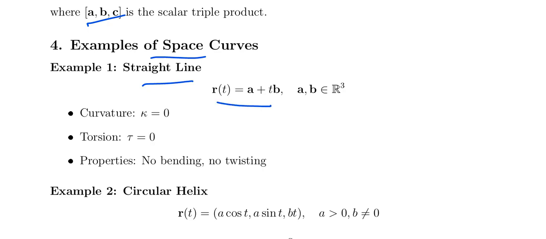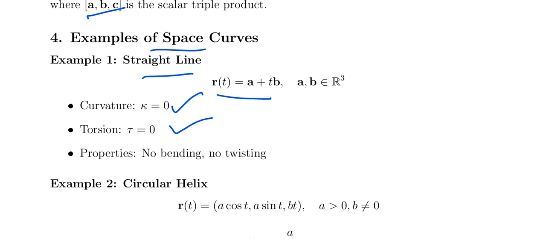r of t equal to a plus tb, that is the straight line. The common structure is a plus tb, where a, b belong to R cube. For this straight line, the curvature is 0 and the torsion is 0. The properties are no bending, no twisting, that is the straight line.